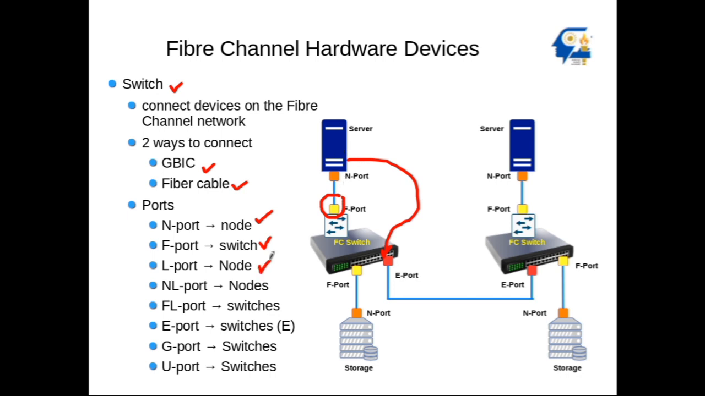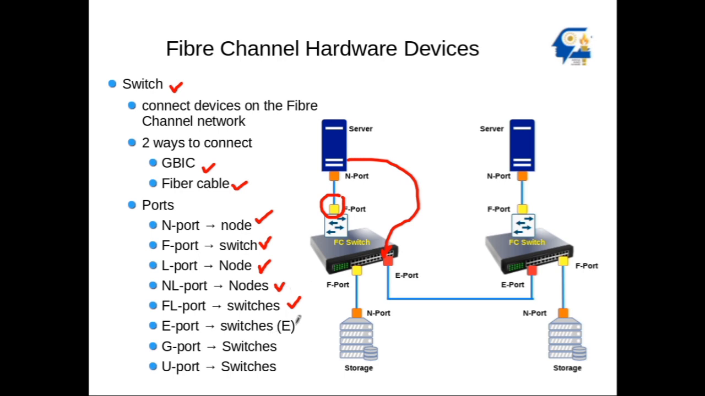Okay, the L port enables you to connect to a fiber channel loop, and the NL port, L for loop, we can say loop port. NL port exists on nodes. It supports both loop as well as switch connectivity. So you can connect to a loop, or it can connect to a switch as well. And the FL port again exists on a switch. This is basically helpful to connect a loop and switches.